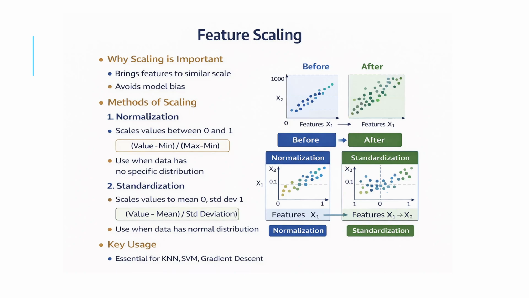Feature scaling is especially important for algorithms like k-nearest neighbor, support vector machine, and gradient descent. These KNN, SVM, and gradient descent will be discussed in further lectures. So always scale your data before training models.